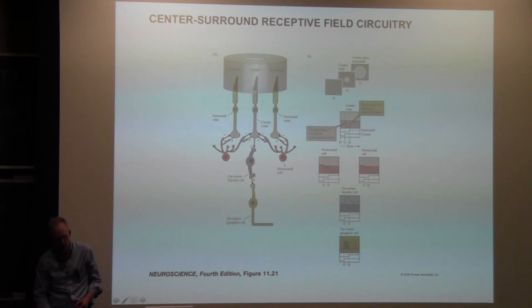But now if you add light here, you're going to turn off this cell. It's not going to inhibit release anymore. That's going to result in more transmitter, and that's going to tend to turn off the bipolar cell. So that's a little bit complicated. The important thing really is just to know that you've got horizontal cells that connect surround photoreceptor signals with center photoreceptor signals, and they modulate those signals by affecting the release of transmitter from the synapse between the photoreceptor cell and the bipolar cell.